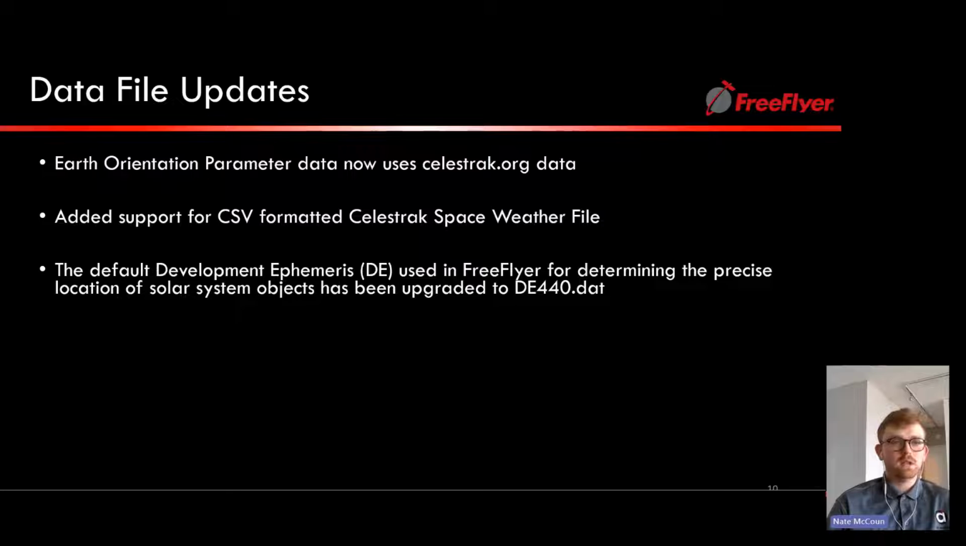And we've also included the new default developmental ephemeris DE file used in FreeFlyer for determining the precise location of the solar system objects, which will now be the DE440 data file. We still include the former models DE430, 405, etc., but the new default in FreeFlyer 7.9 and beyond will be the DE440 data file.